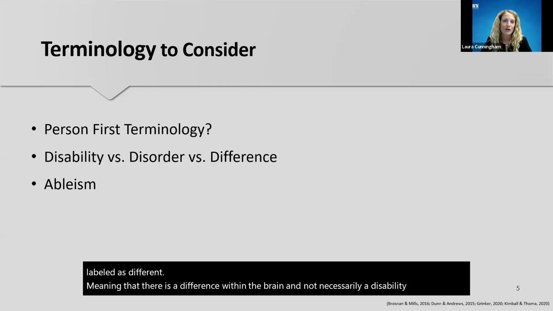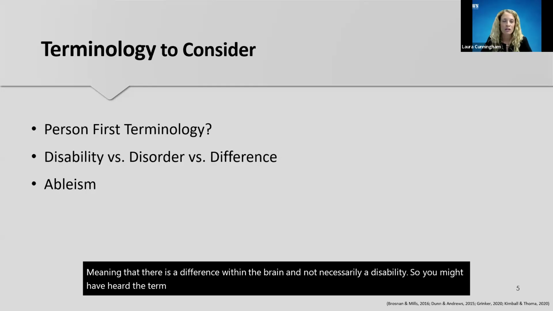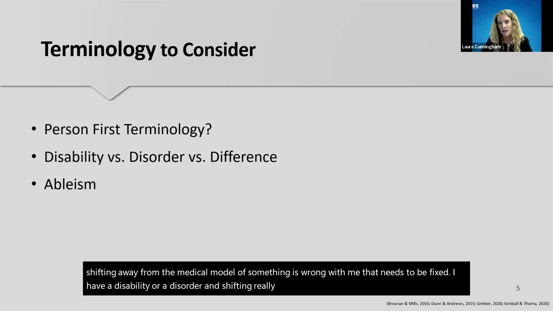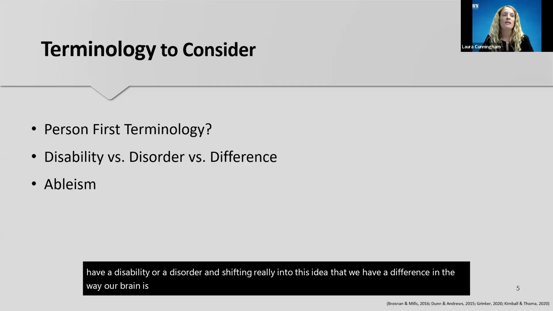So you might have heard the term neurodiverse movement. That is really what all of that is about. So shifting away from the medical model of something is wrong with me that needs to be fixed, I have a disability or a disorder, and shifting really into this idea that we have a difference in the way our brain is functioning. The other piece to consider for terminology is the term ableism.